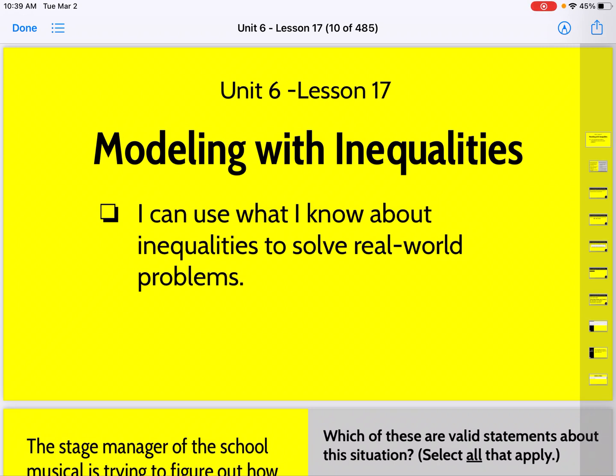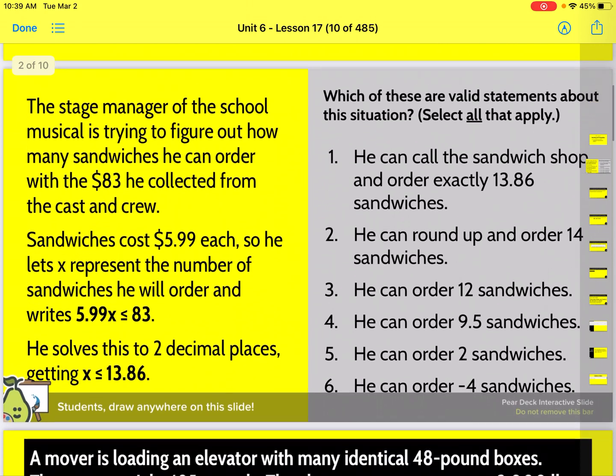Modeling with Inequalities, Unit 6, Lesson 17. I can use what I know about inequalities to solve real-world problems. So today we're looking at real-world problems and the context in which we're solving. The idea is to understand what information you're being given. It's not just getting the right number, it's understanding what that number means.